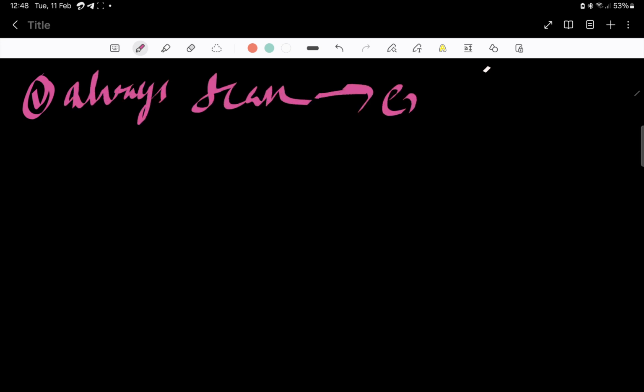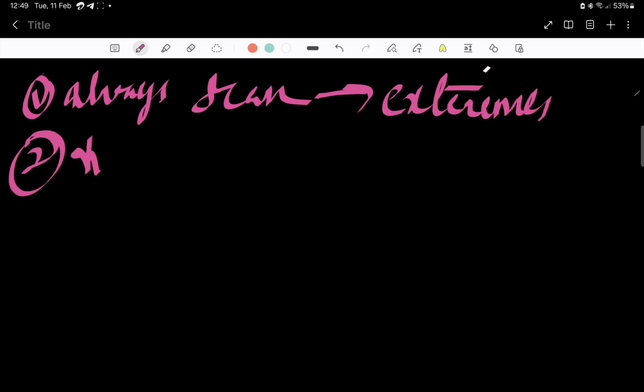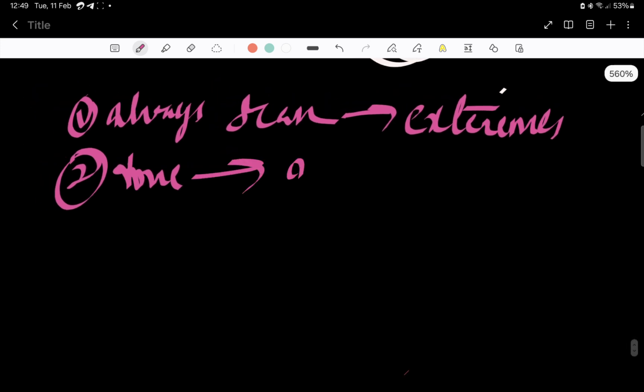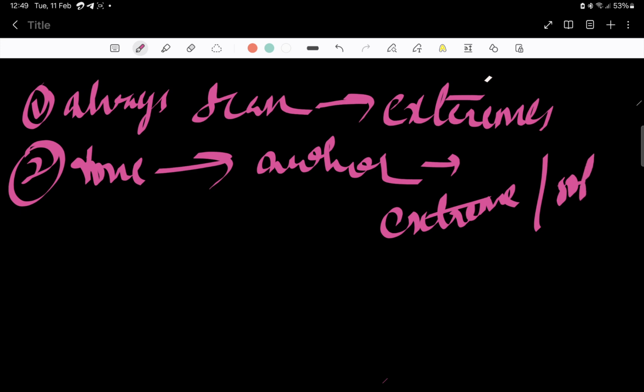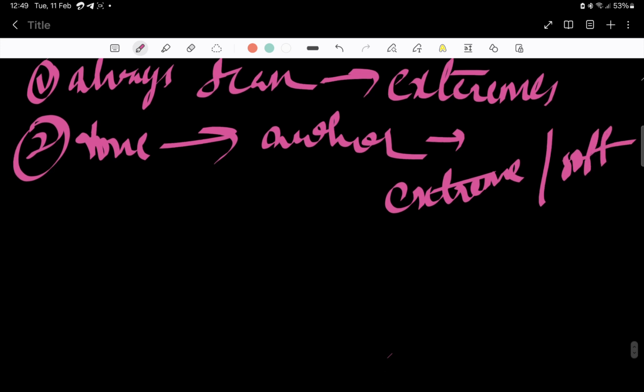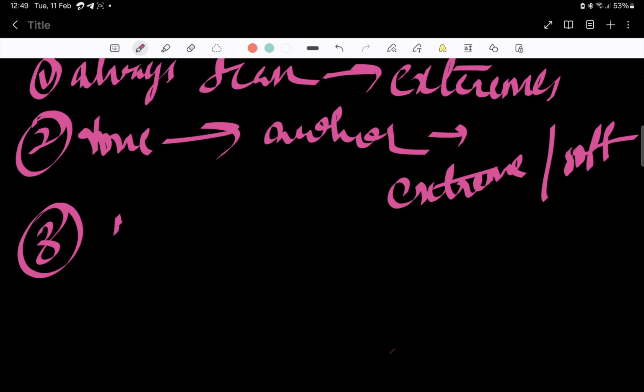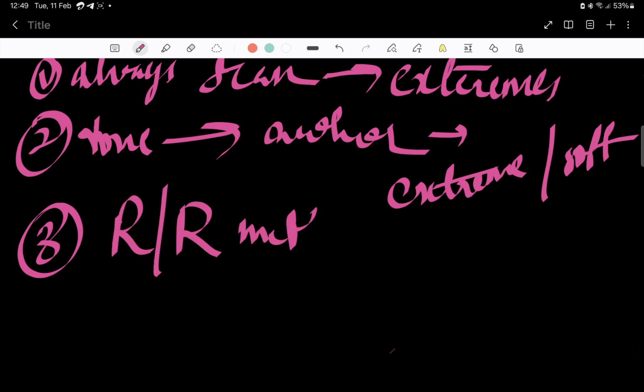So again I'm saying, always scan for extreme words first. I'm explaining again, just read this. Second, check the tone of the author, whether the author's tone is very extreme or very soft. You need to identify that. Then apply the replace and recheck method, the RR method. Please do it.